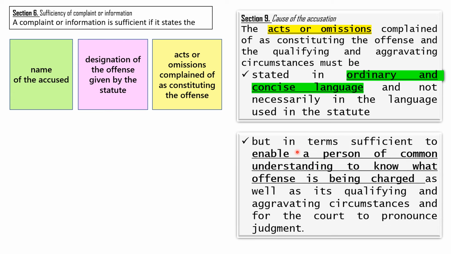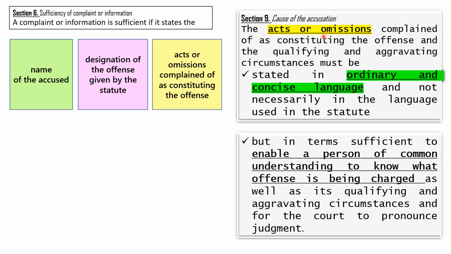You have to make sure that it will enable a person of common understanding to know what offense is being charged.